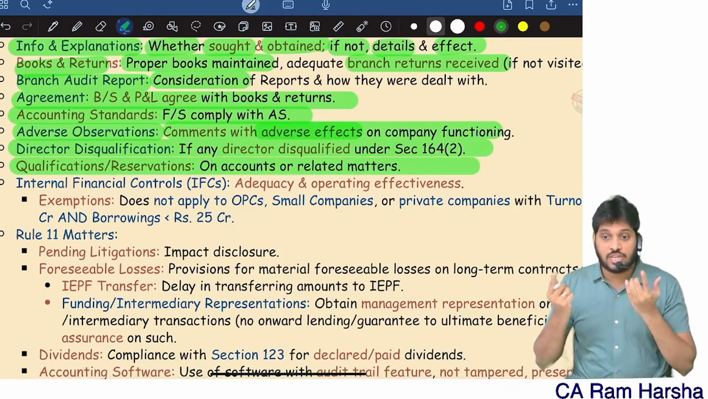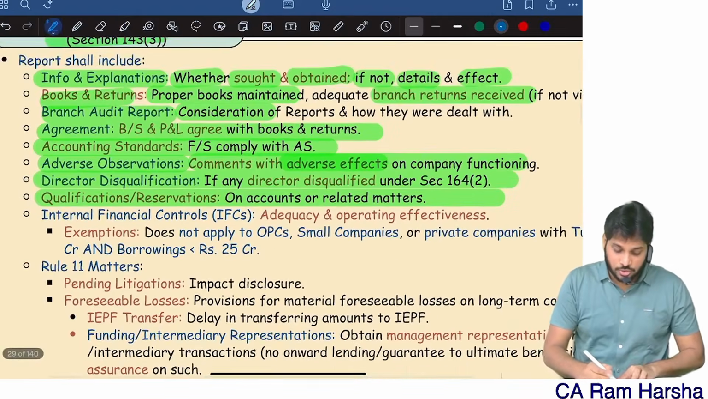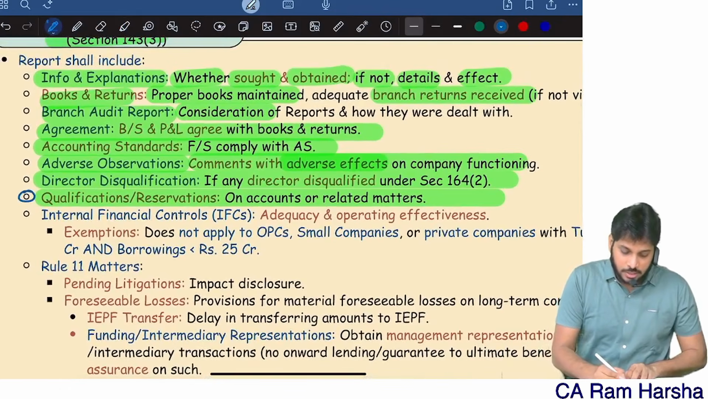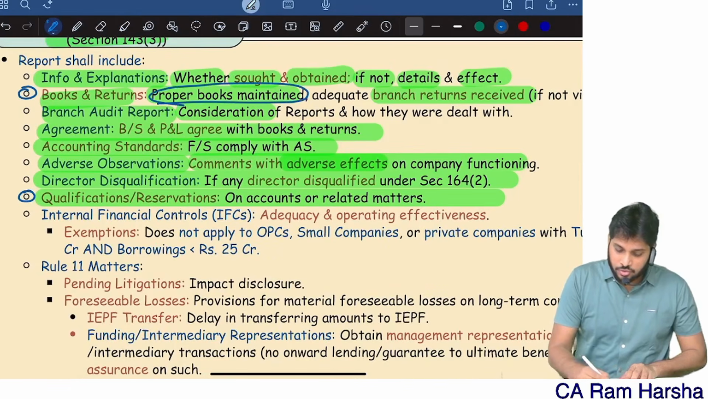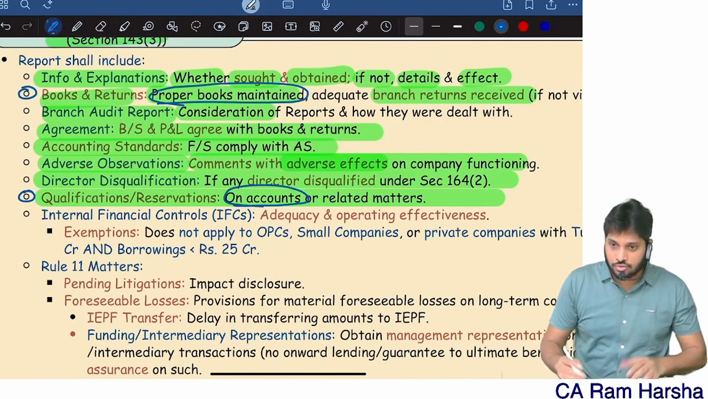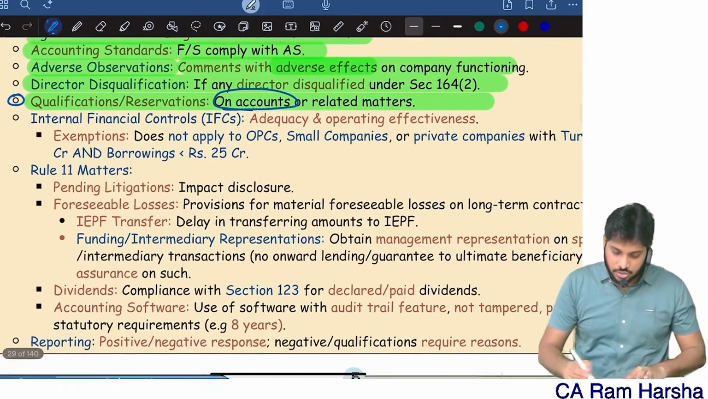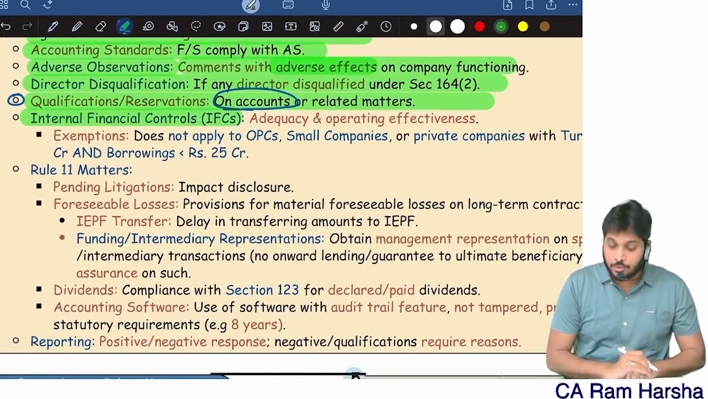Do you have any objection on the accounting records? In our class also I told you this is a repetition point. Yes or no? Are proper books of accounts maintained? Do you have any objection on accounts? Both are same. I told already in the class. Yes or no? Then you need to give a report on IFC.